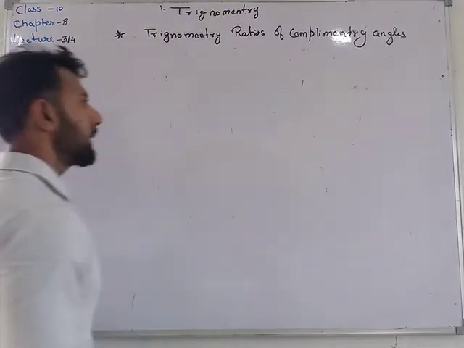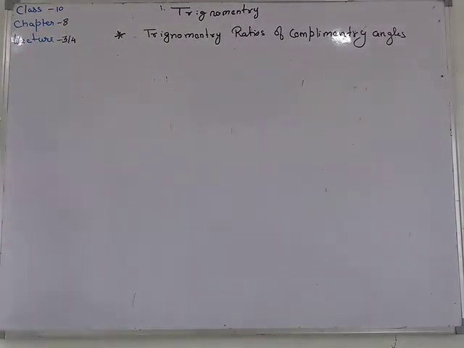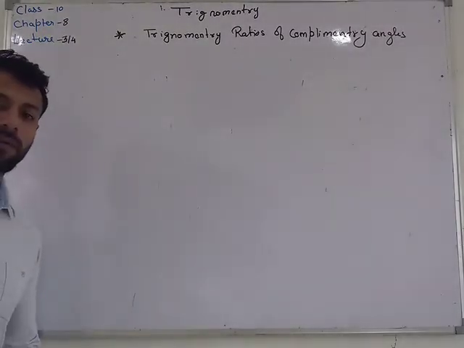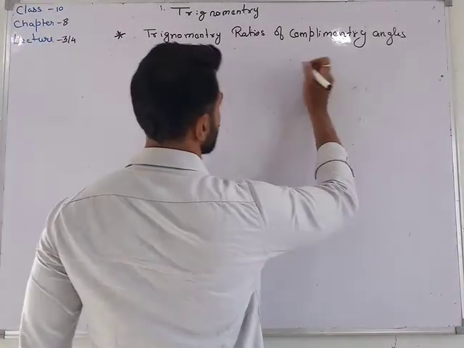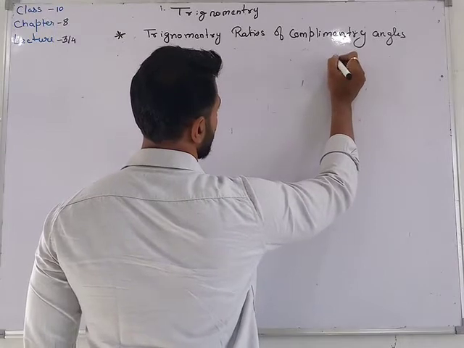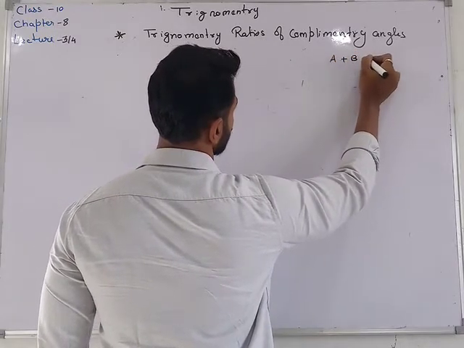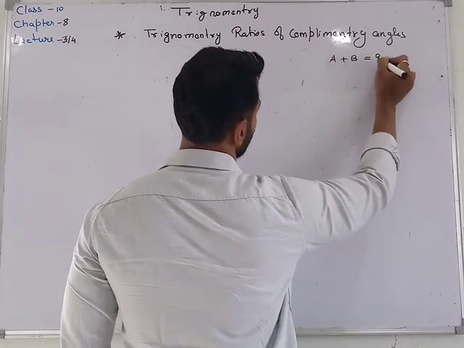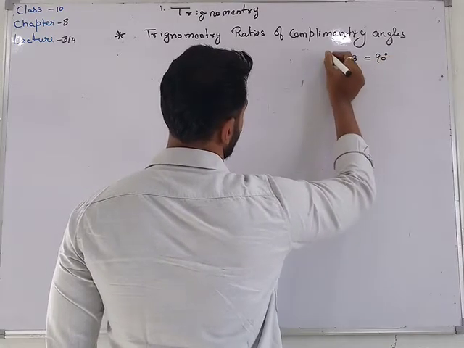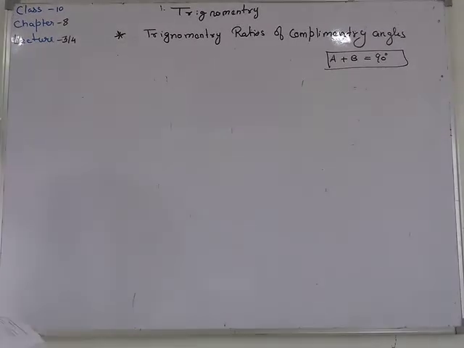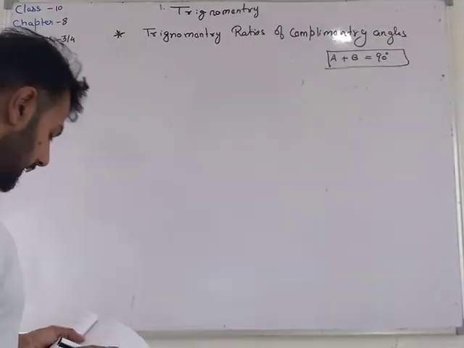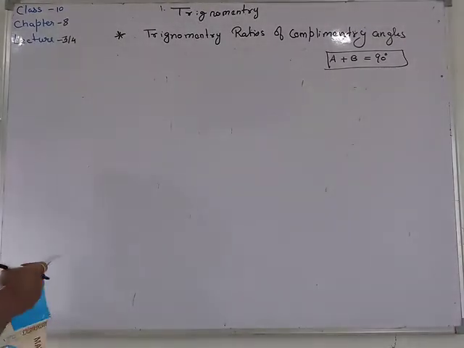What are complementary angles? Complementary angles are those angles which have the sum of 90 degrees. Suppose we have two angles A and B. If the sum of these two angles is 90 degrees, then these kinds of angles are known as complementary angles. Now let us see some of the basic formulas.